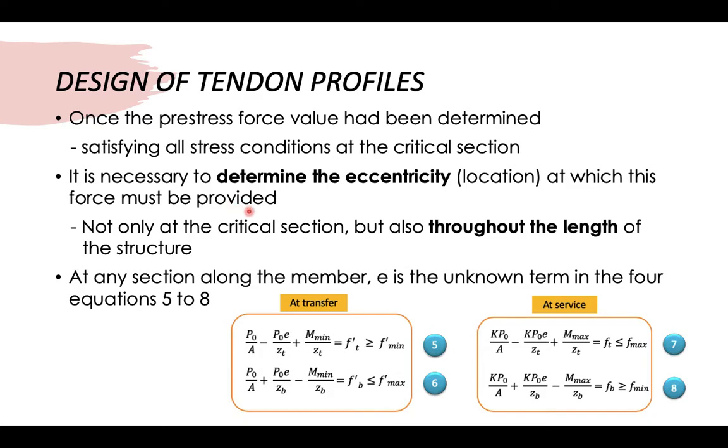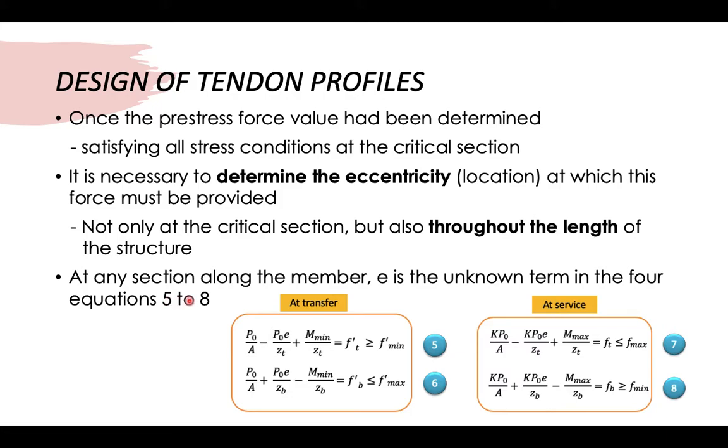Based on the Magnel diagram, we have already determined the range of P naught values. From there, we are going to choose one value, and we are going to determine the eccentricity, not only at the critical section, but also throughout the length of the structure. For example, if we have a 12-meter beam, we are going to determine the location of our tendons at the end span, as well as at the middle of the beam.